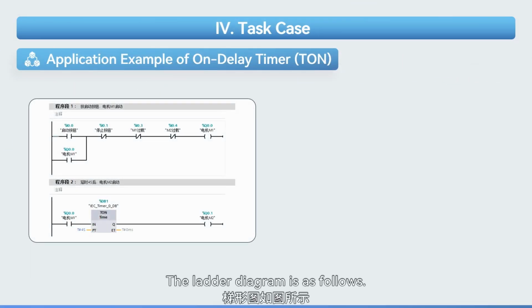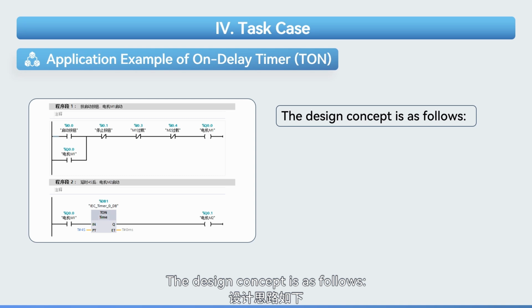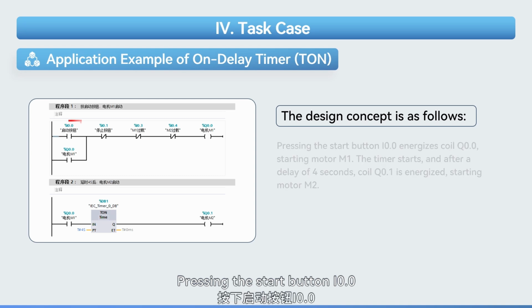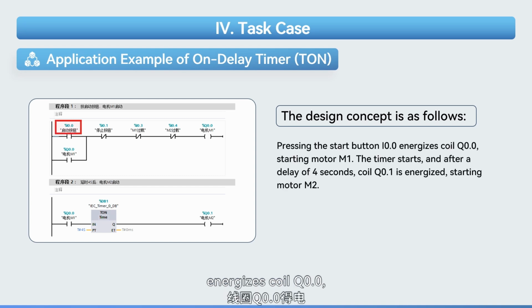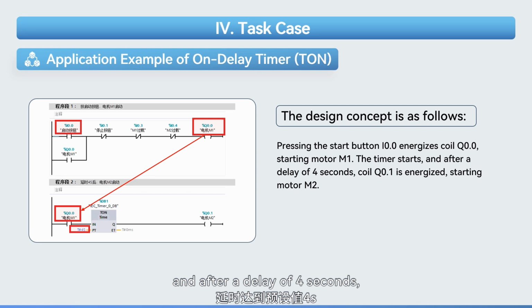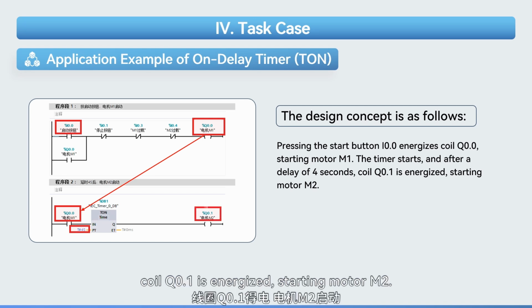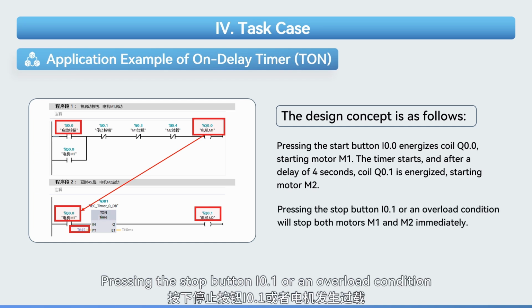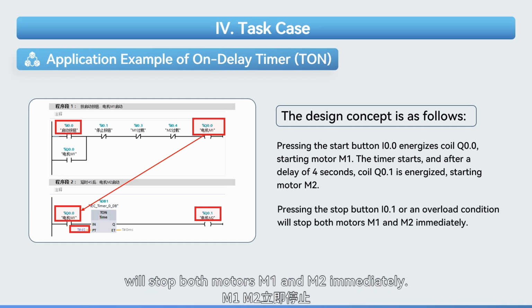The ladder diagram is as follows. The design concept is as follows. Pressing the start button I0.0 energizes coil Q0.0, starting motor M1. The timer starts, and after a delay of 4 seconds, coil Q0.1 is energized, starting motor M2. Pressing the stop button I0.1 or an overload condition will stop both motors M1 and M2 immediately.